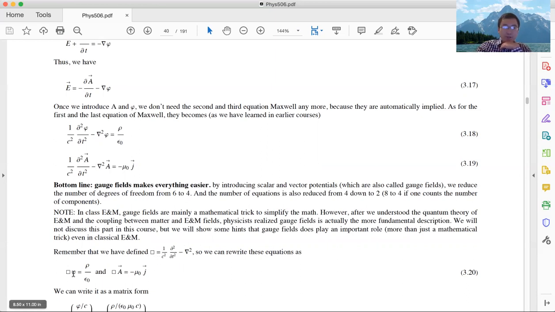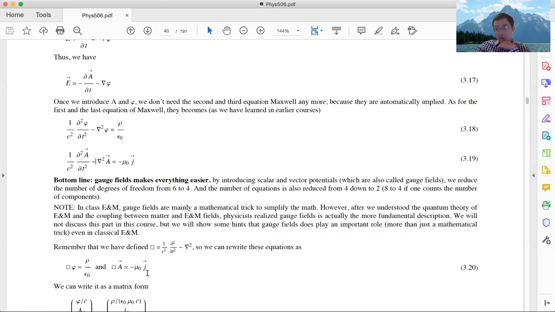We already know that. So we can rewrite these 2 equations into this. The derivative is a 4D scalar, and then the derivative acts on phi and on A. The other side of the equation is charge density and current density.